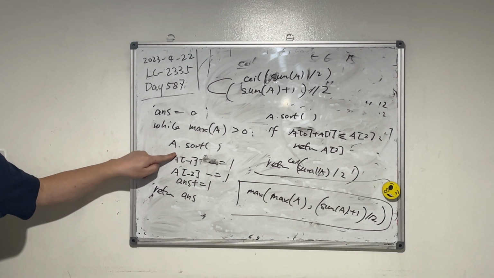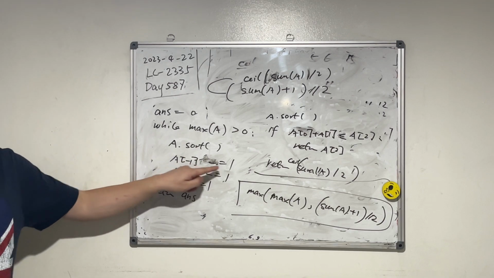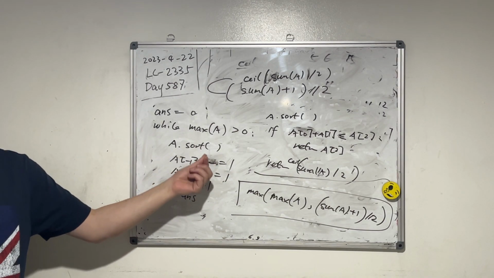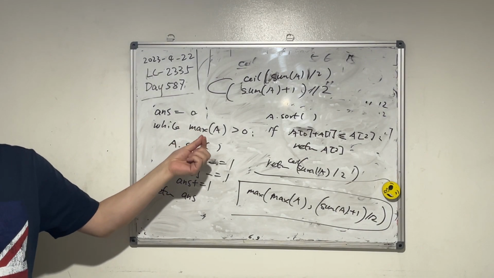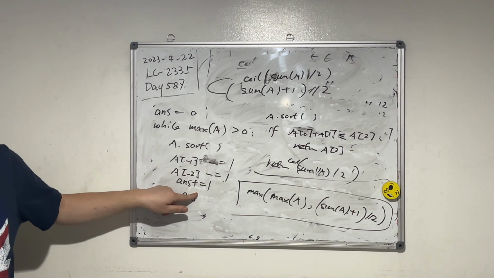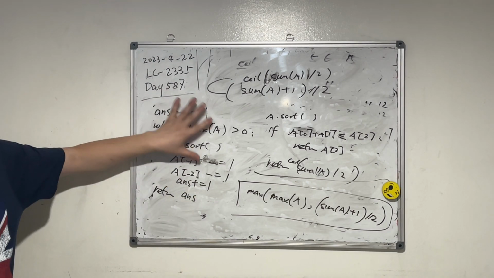A dot sort. We want to sort the remaining water in ascending order. A minus 1 minus 1. A minus 2 minus 1. So we want to drink from the bigger two cups. Right? And answer, it takes 1 second. Make sense? Yes. Okay, this simulation, what's the time complexity for this one?